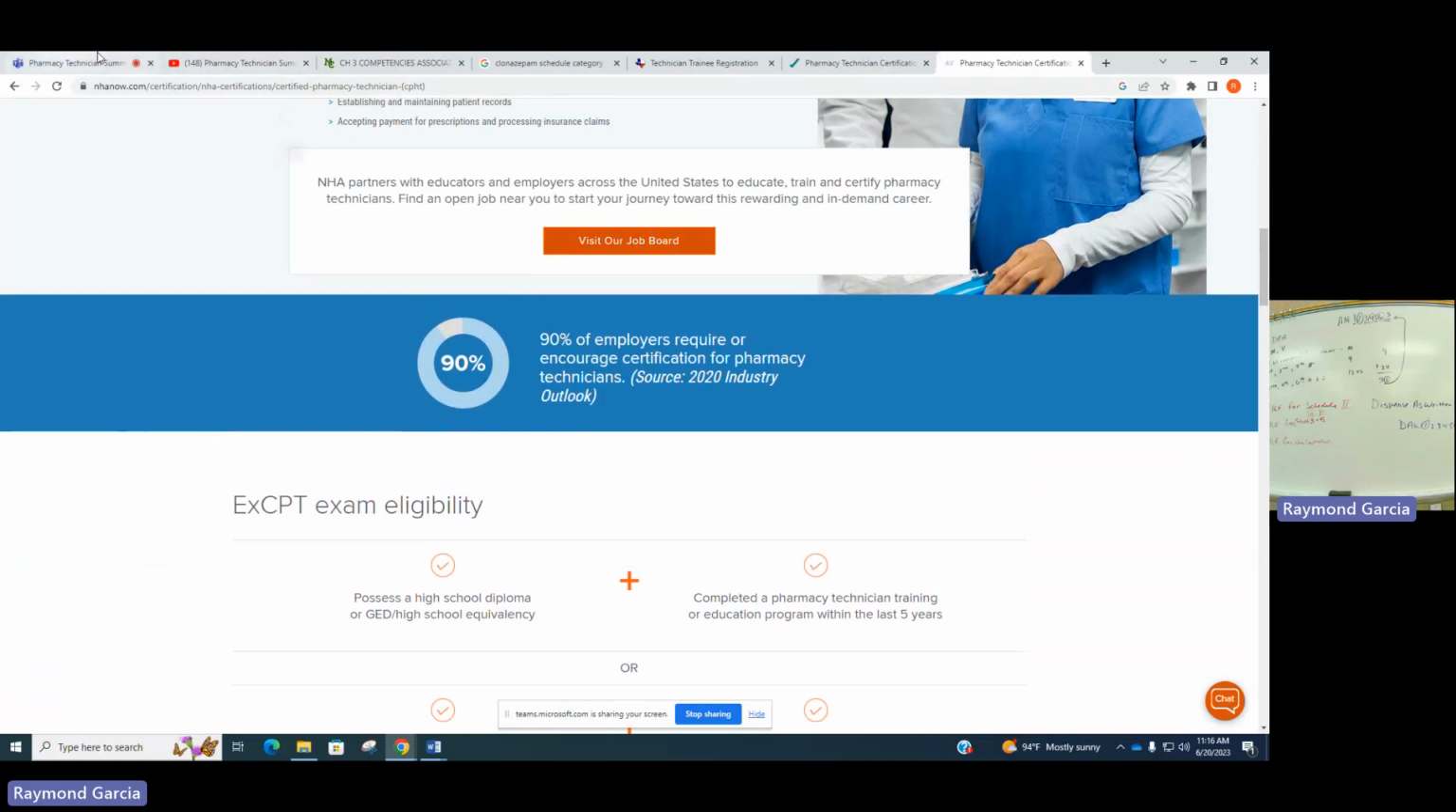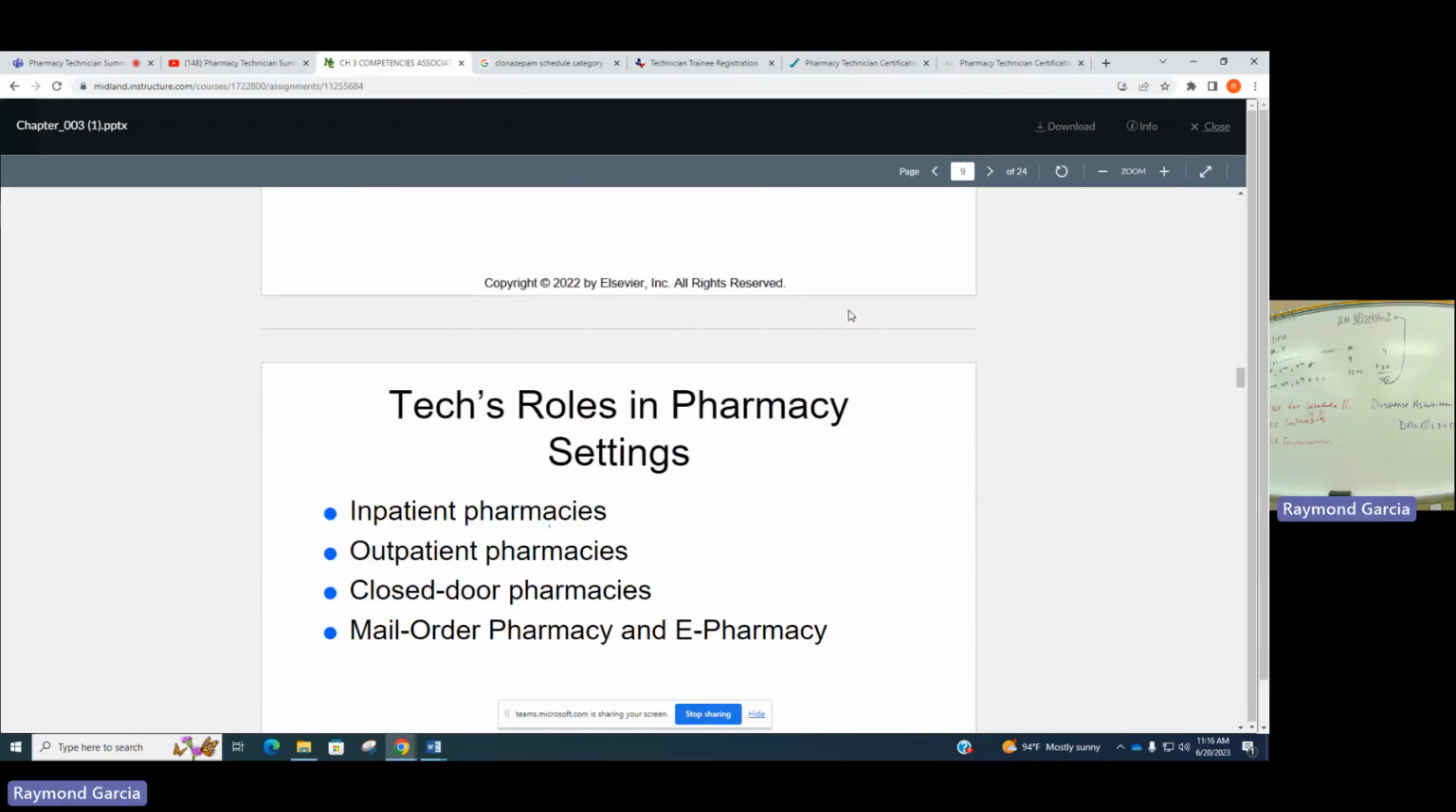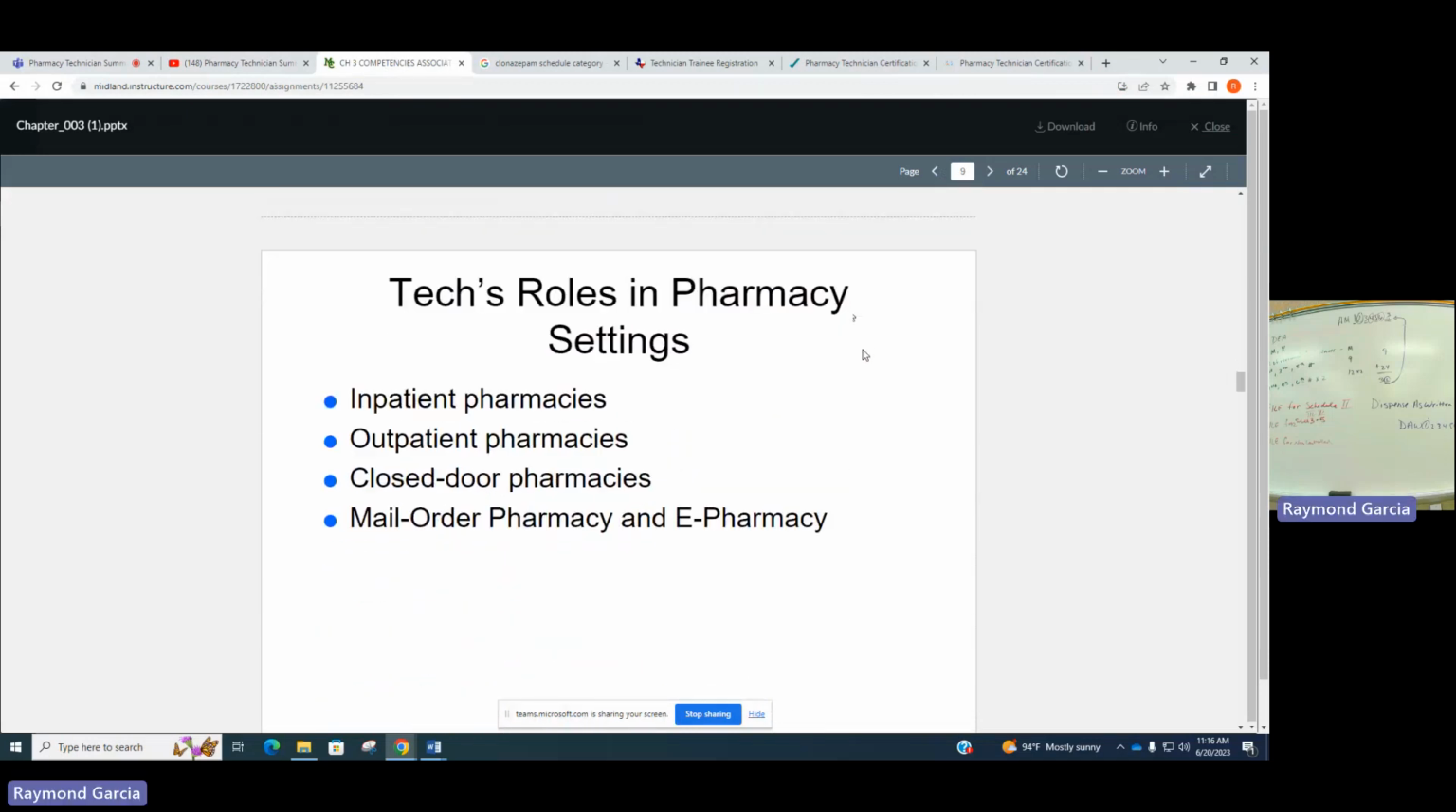Let's move on to the PowerPoint. Tech roles in pharmacy settings. So you have different types of settings. You got inpatient pharmacies. What are inpatient pharmacies? Hospital. Yeah. What's the outpatient pharmacy? Outpatient? Walgreens, CVS. Closed door pharmacy?